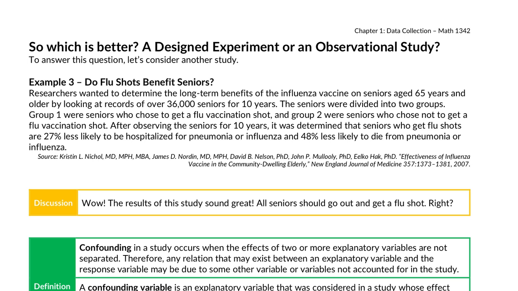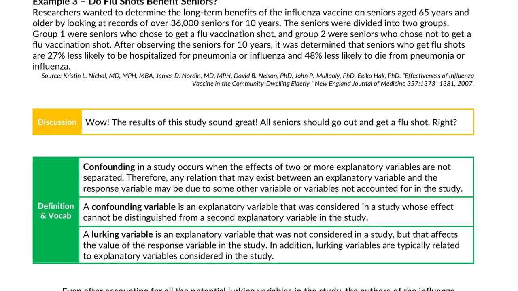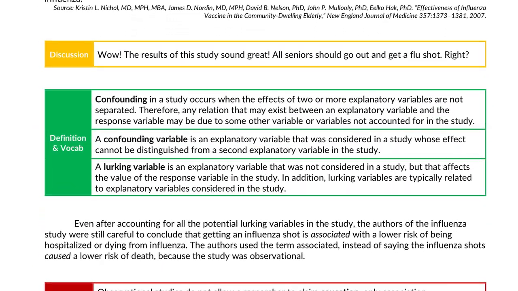And if you're trying to convince your grandparents to go get a flu shot, sounds good, right? But we really want, with statistics, to be able to tell exactly what's happening in a study. Otherwise, we get a phenomenon called confounding. Confounding happens in a study when the effects of two or more explanatory variables are not separated.